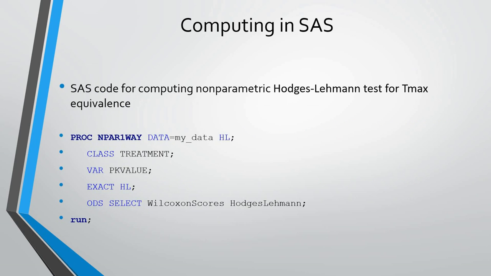Now the SAS code for the non-parametric test for Tmax, the Hodges-Lehmann estimate. This is the data. Non-parametric test procedure, plug in the data, Hodges-Lehmann estimate. Class again is treatment, variable is the PK value, here only the Tmax. Now I'm going to compute the exact confidence interval, Hodges-Lehmann, and ODS, and select Wilcoxon score, Hodges-Lehmann score.